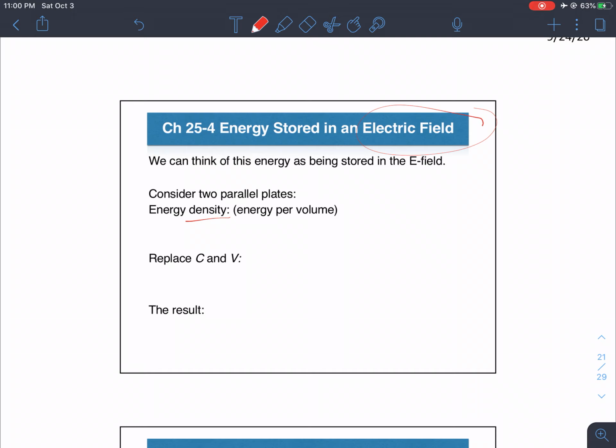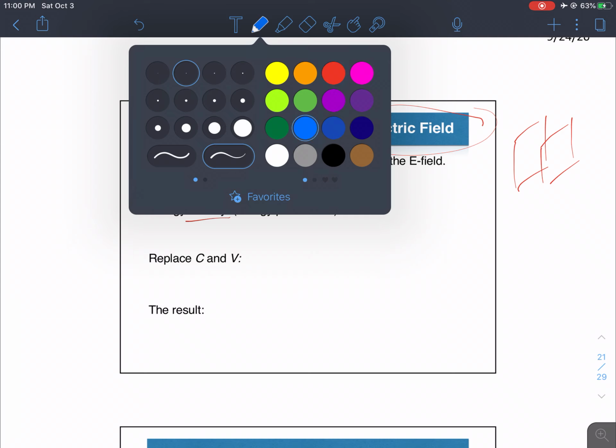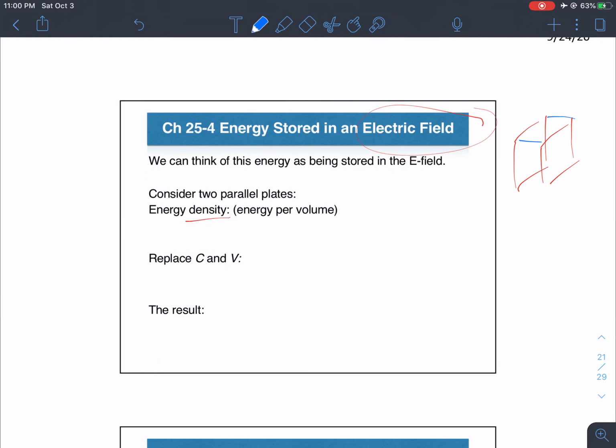And here we have energy density, and it is per volume because if you think about the parallel plates, the space between them is where the volume is. So if you calculate this space here, it's like three-dimensional space, you can find out the volume. That's where the energy is stored.